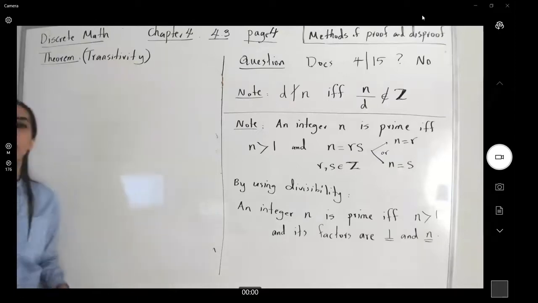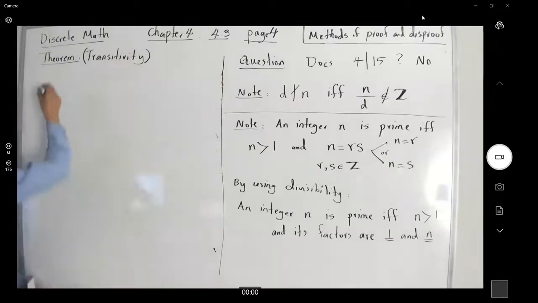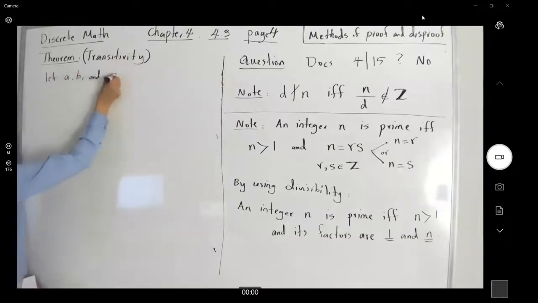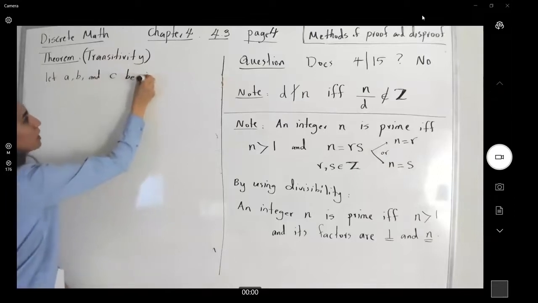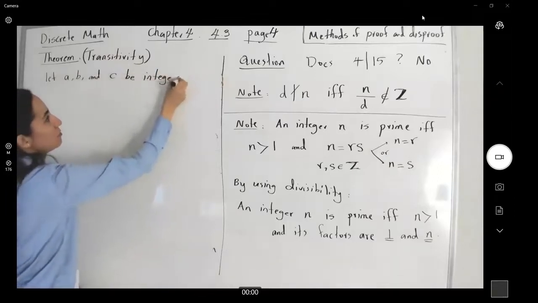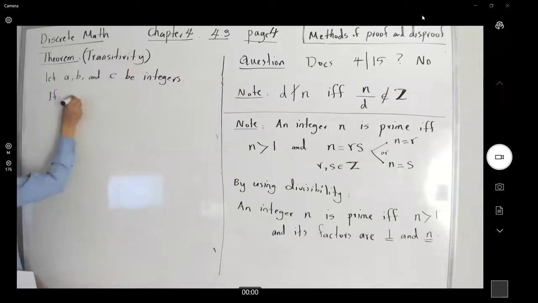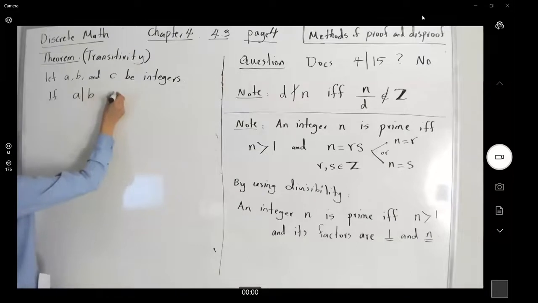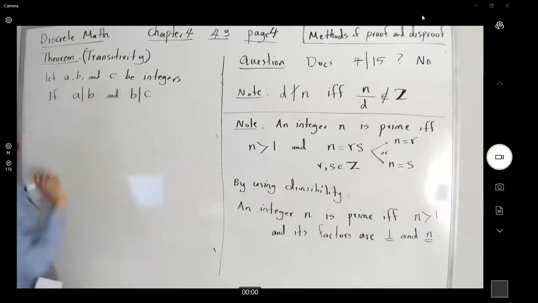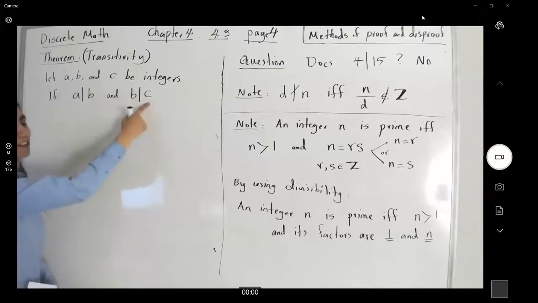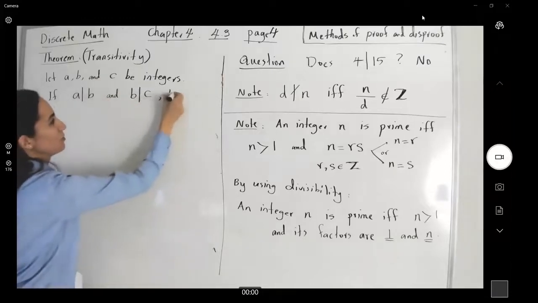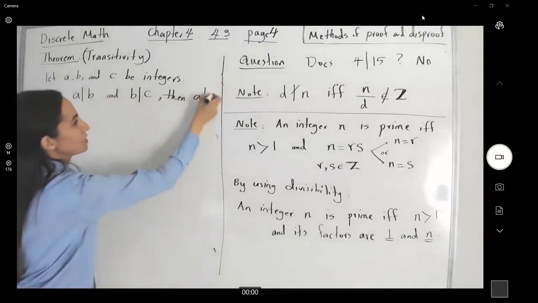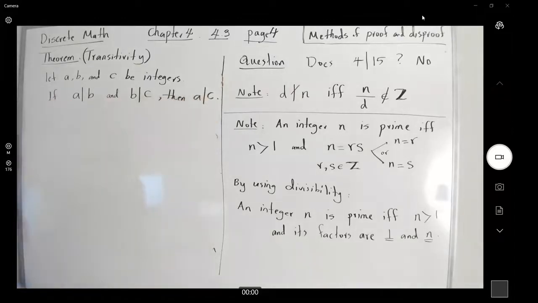Very well. Suppose you have integers. Let A, B, and C be integers. If A is a factor of B and B is a factor of C, then the conclusion is A is a factor of C. A divides C.